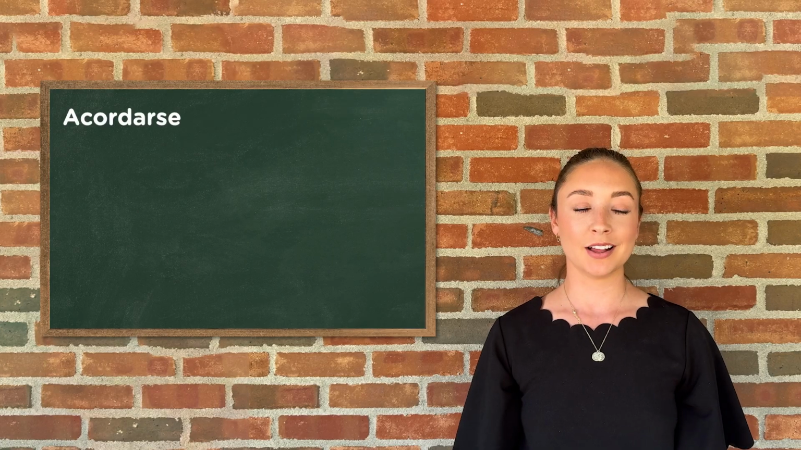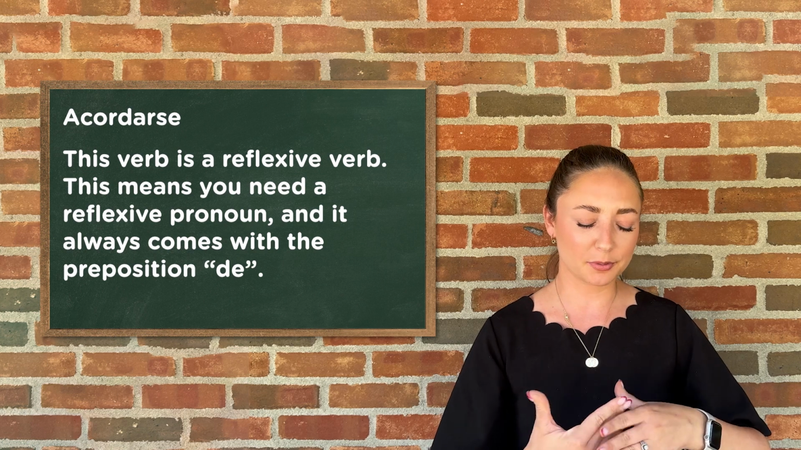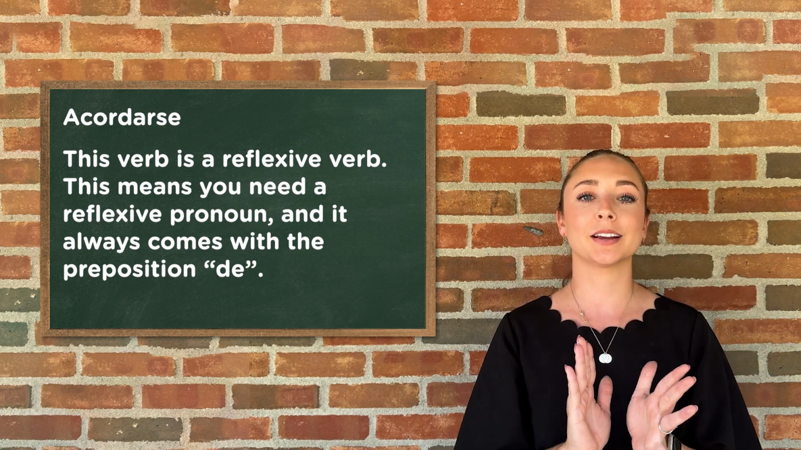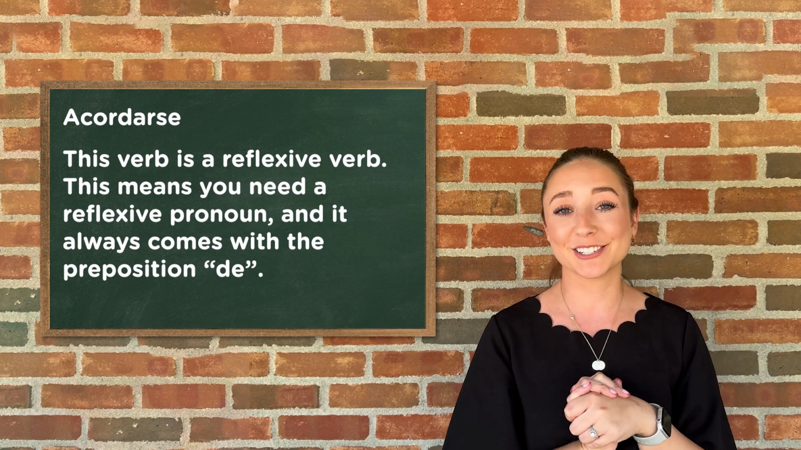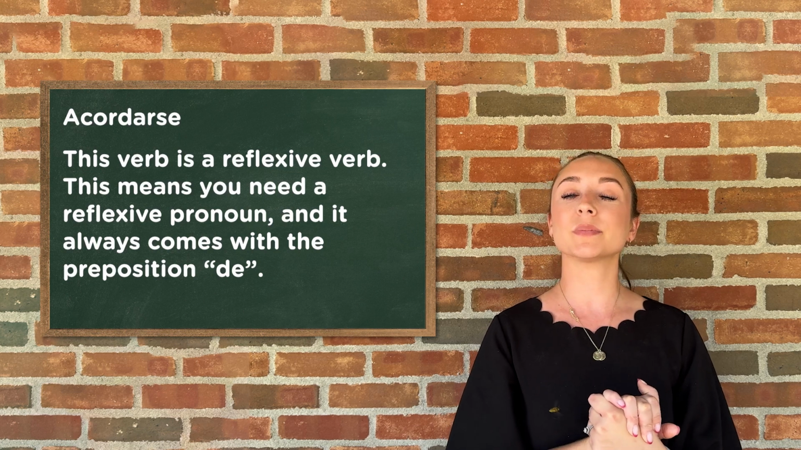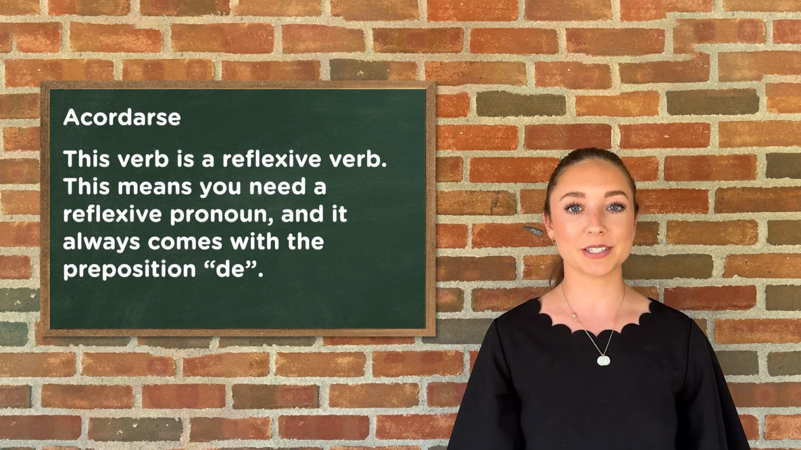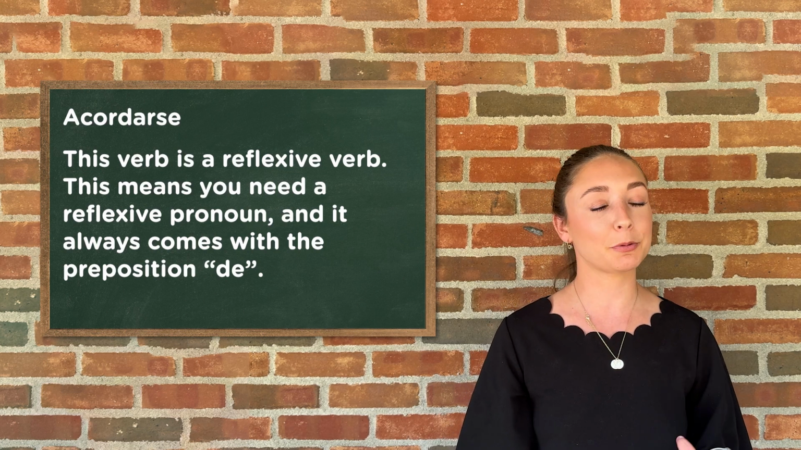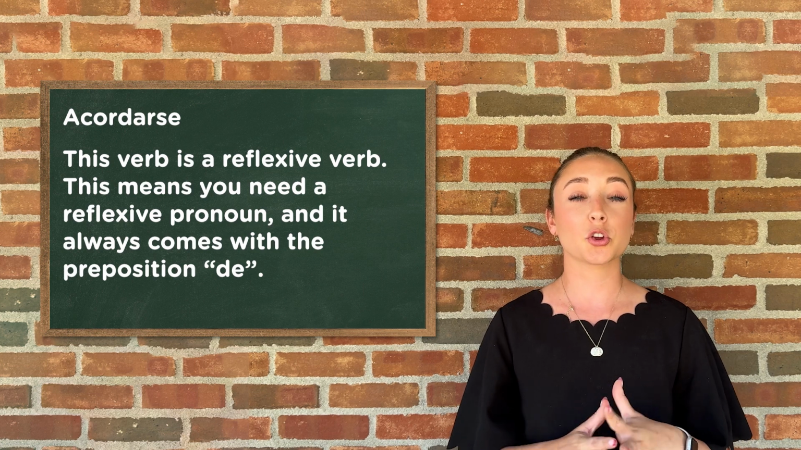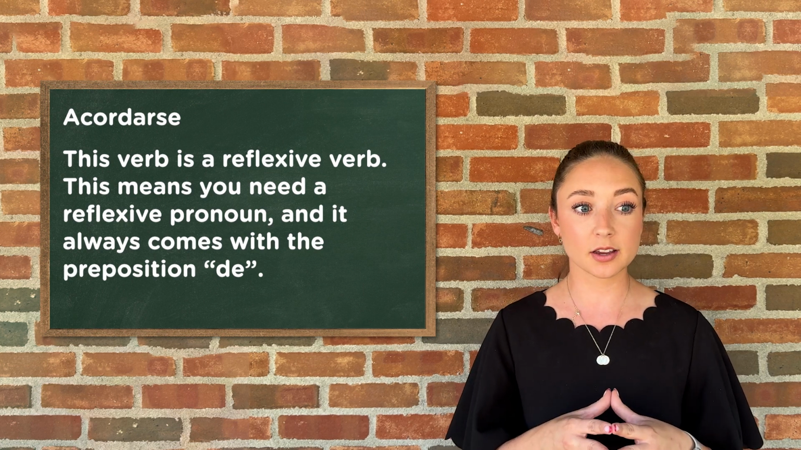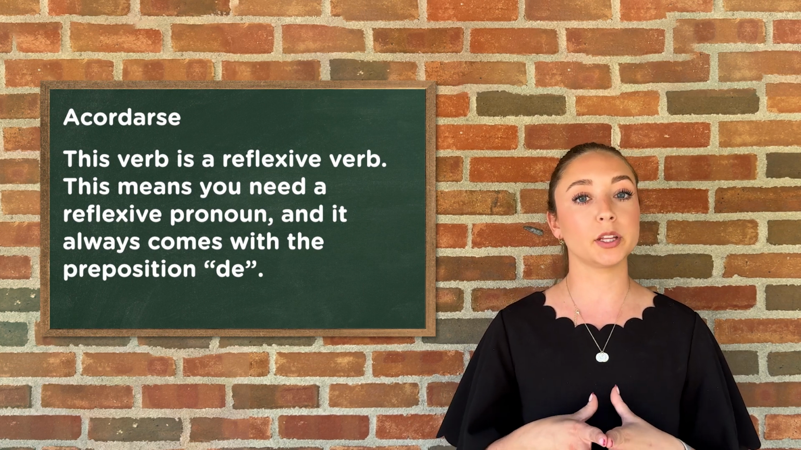Now let's look, on the other hand, at acordarse. This is a reflexive verb, and a lot of people are like, oh no, reflexives. I'm telling you, it's okay. We're going to get you through it. But acordarse is a little bit different because they are dealing with some reflexive, and so you're going to need that reflexive pronoun in front. Another huge thing about the verb acordarse is that it is always followed by the preposition de.